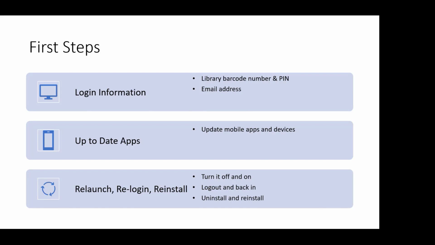Lastly, if nothing else works, you can uninstall and reinstall a mobile app. However, this should be your last resort after you have tried all the previous steps. So these are some very basic first steps you can take when troubleshooting. They're really simple and straightforward, but again, sometimes a small reset can make a big difference when troubleshooting. We always want to try the simplest steps first.